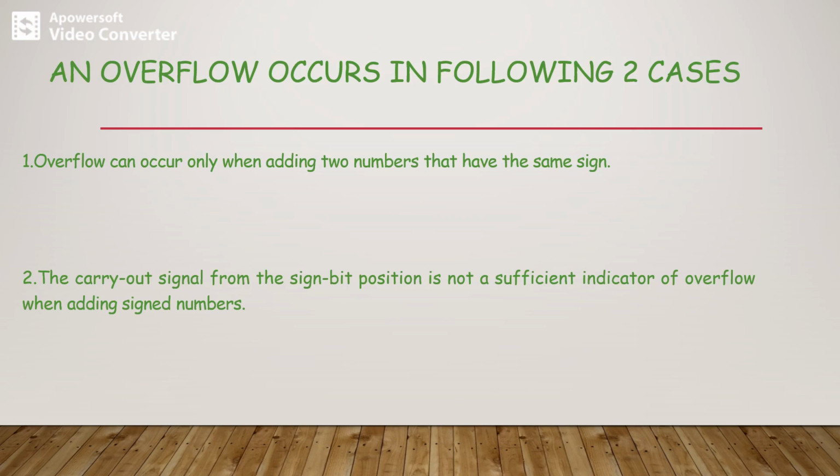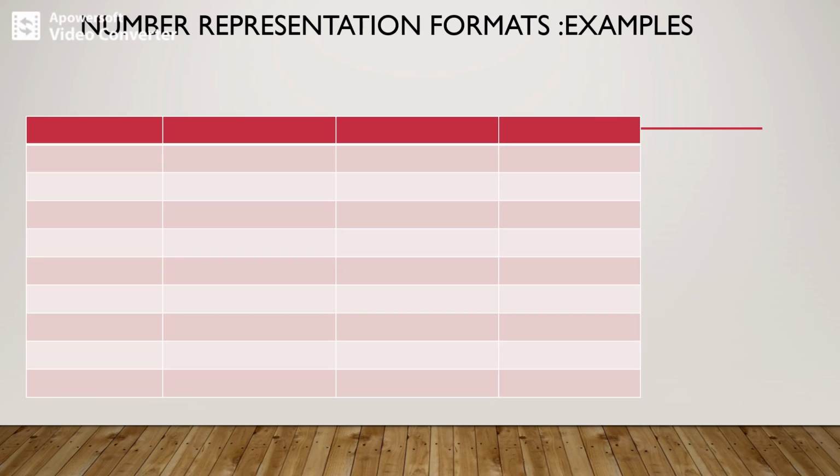An overflow occurs in the following two cases. The overflow occurs only when adding two numbers that have the same sign. So I can say that overflow may occur if you are adding two numbers of the same sign, or else the carry out signal from the sign bit position is not a sufficient indicator of overflow when adding signed numbers.